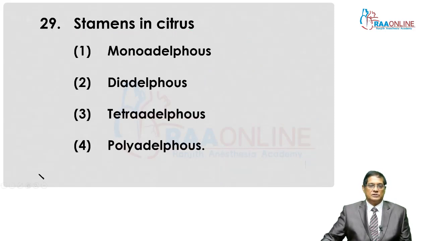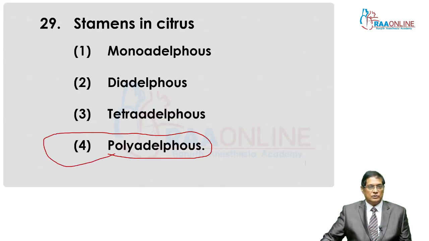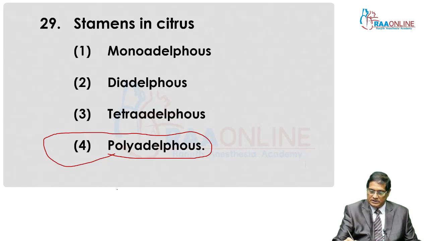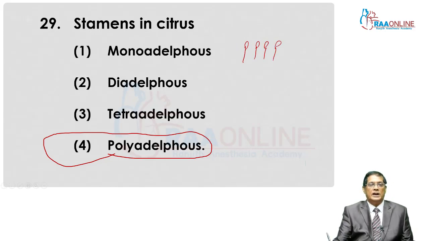Citrus is a good example of polyadelphous. What are these words? Let's know. Actually, there may be a number of stamens, and each stamen has an anther and a filament.